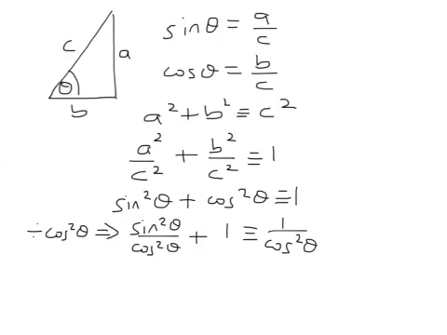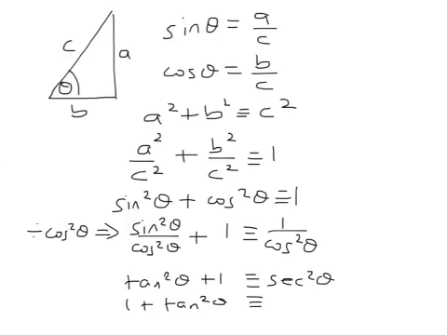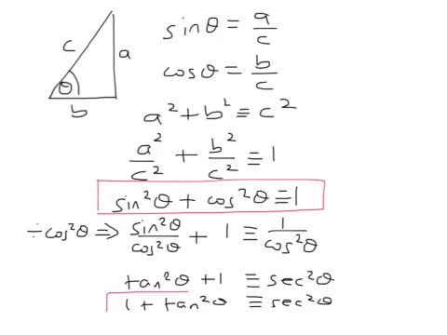Now, sine over cos is tan, so sine squared over cos squared, that must be tan squared. And 1 over cos is sec, so 1 over cos squared is sec squared theta. For some reason, this is often written the other way around. 1 plus tan squared theta is equivalent to sec squared theta. So this was an important identity in C2, and this is an important identity in C3.